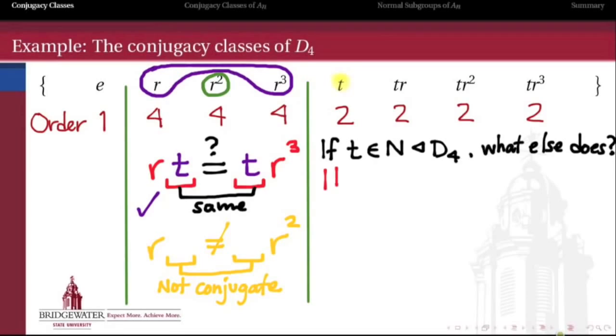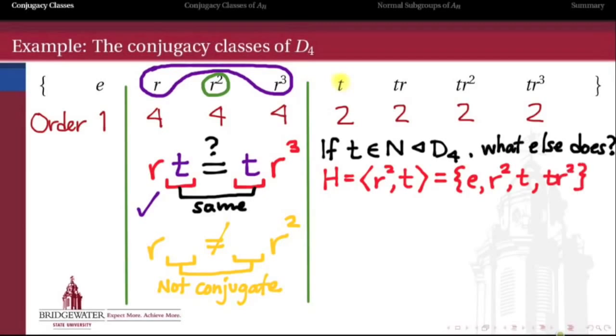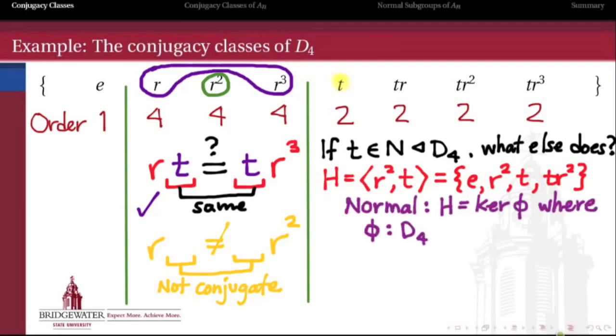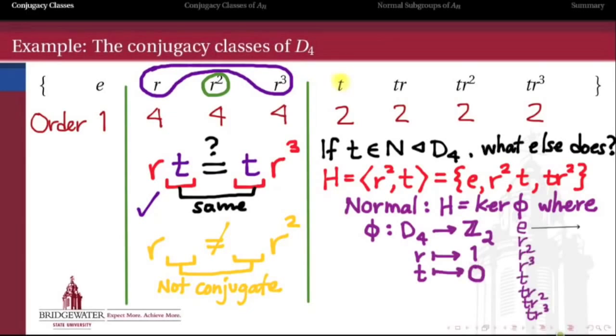So here's a normal subgroup inside of D4. It's the subgroup with generators r squared and t, so it contains these 4 elements: e, r squared, t, and t r squared. Why is this a normal subgroup? A couple reasons. First of all, it's the kernel of a homomorphism out of D4, namely the homomorphism that sends r to 1 and t to 0 in Z mod 2. And that homomorphism looks like this. You can check that's a homomorphism and that H is exactly the kernel of that homomorphism.